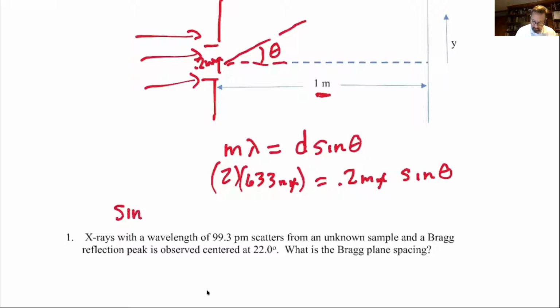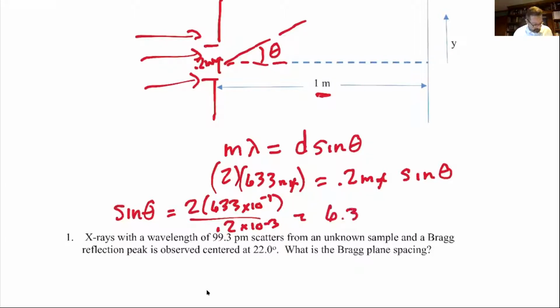angle, sine of theta, is going to be equal to 2 times 633 times 10 to the minus 9th. I've already canceled the meters, divided by 0.2 times 10 to the minus 3rd. And when I did that, I got 6.33 times 10 to the minus 3rd.